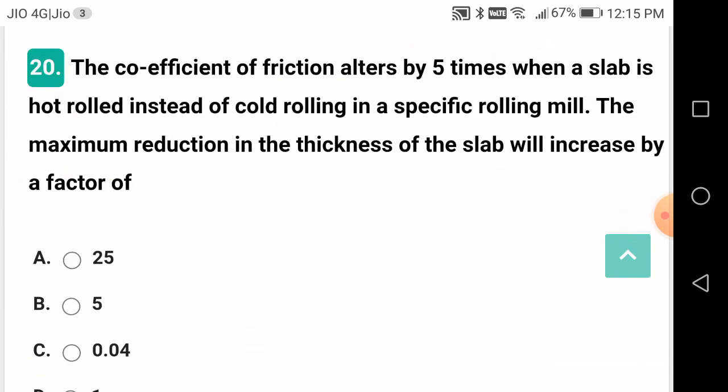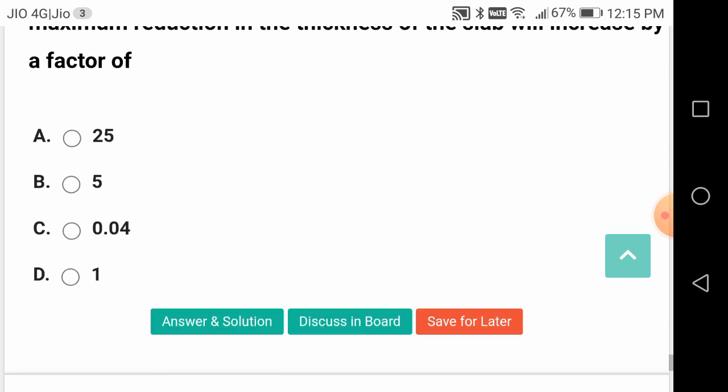The coefficient of friction alters by 5 times when a slab is hot rolled instead of cold rolled. In a specific rolling mill, the maximum reduction in the thickness of the slab will increase by a factor of 5 times.